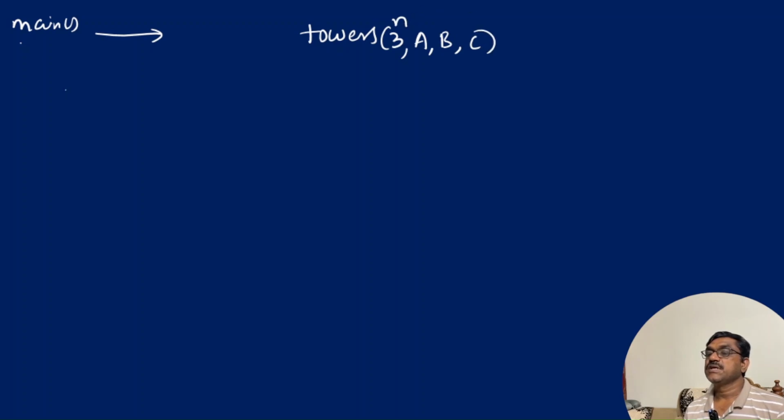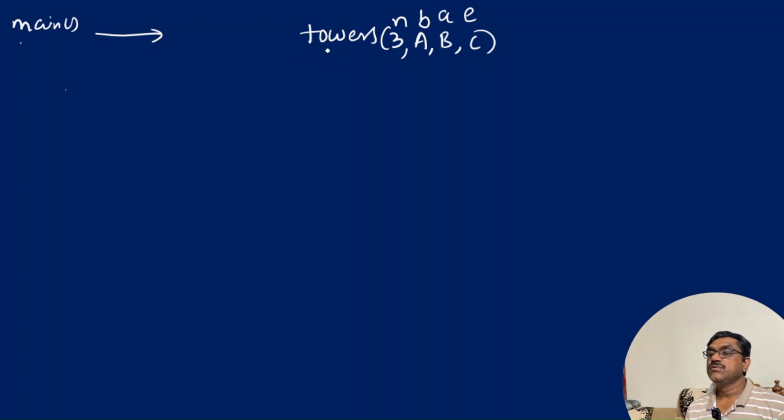This we call N. This is the beginning peg B. This is the auxiliary peg A. C is the end peg, right? Now, main is calling towers by passing these values. Now, what you do is, you treat this as the root node.